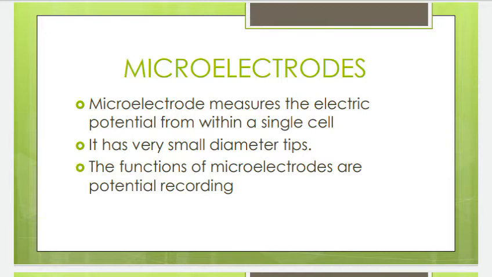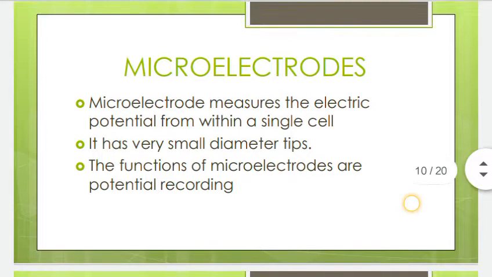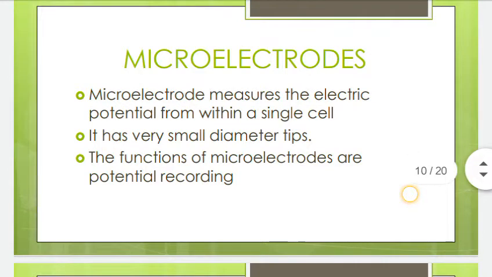So what are microelectrodes? Microelectrodes are used to measure the electric potential within a single cell. They have a very small diameter tip. The function of microelectrodes is potential recording. During measurement, the microelectrode is placed within the cell and the reference electrode is placed outside the cell, and the tip diameter ranges from 0.5 to 5 microns. Have you understood?